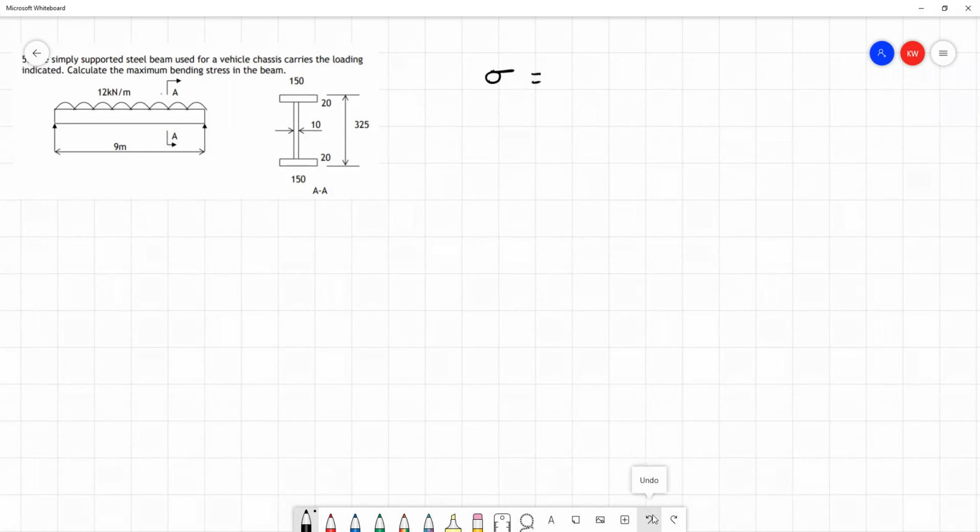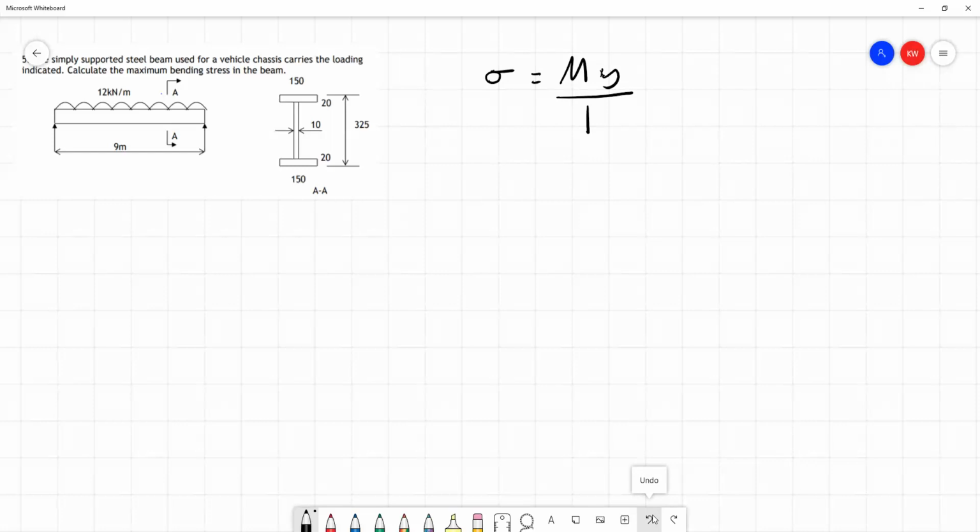Maximum bending stress is equal to bending moment times the distance from the neutral axis, so the centroid in the cases we're looking at, to the furthermost part away from the centroid of the beam, divided by the second moment of area. In this question, we're not given any of these three pieces of information straight away, but we can determine each one of them: the bending moment, the second moment of area, and that distance y from the centroid to the extreme part of the beam.